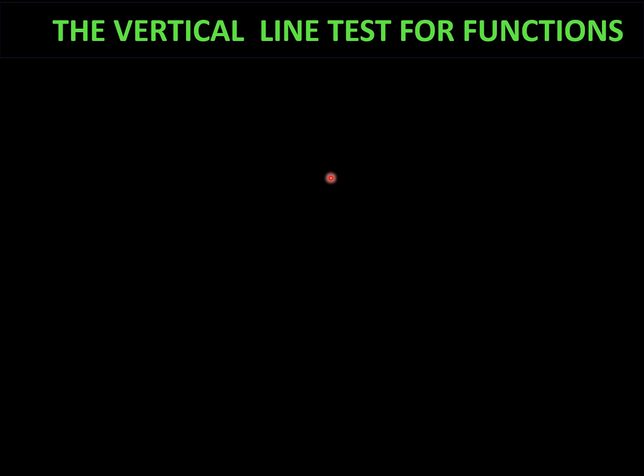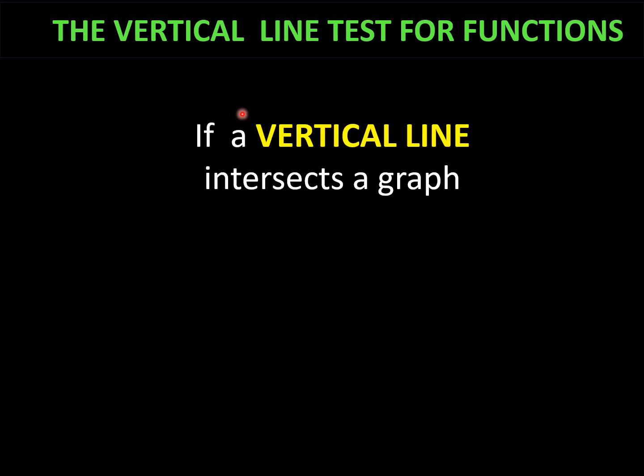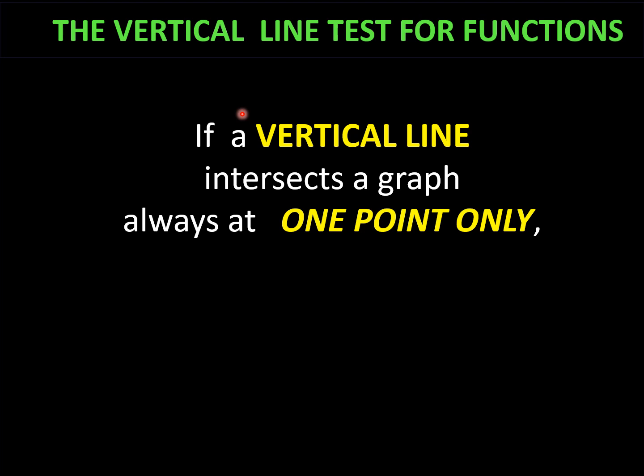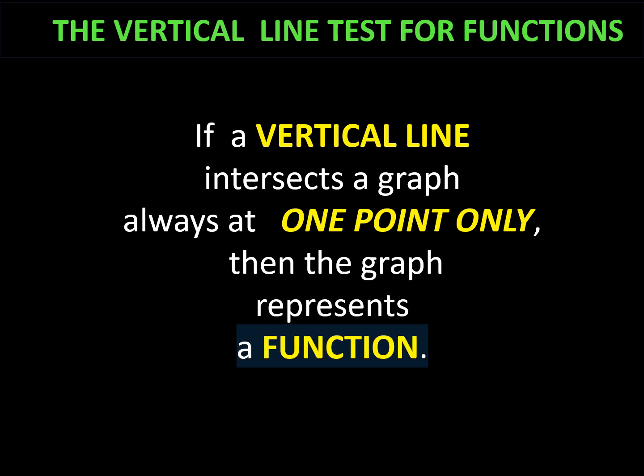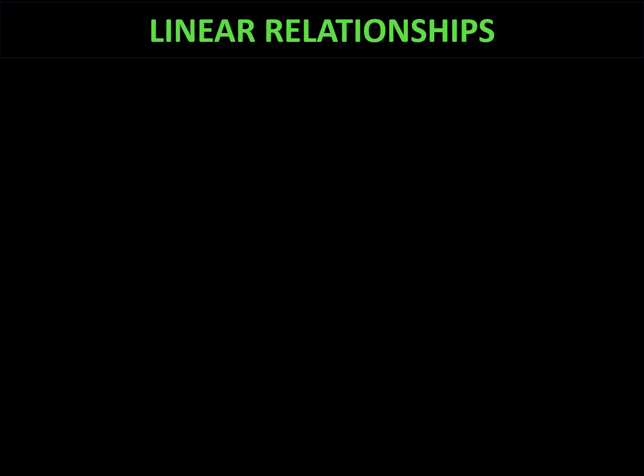Now, when we have graphs, we can use a test known as the vertical line test. In other words, we use a vertical line to test whether the graph represents a function. If the vertical line intersects the graph at only one point every time as I move it, then that graph represents a function. We can move the vertical line from the left side to the right, or from the right.